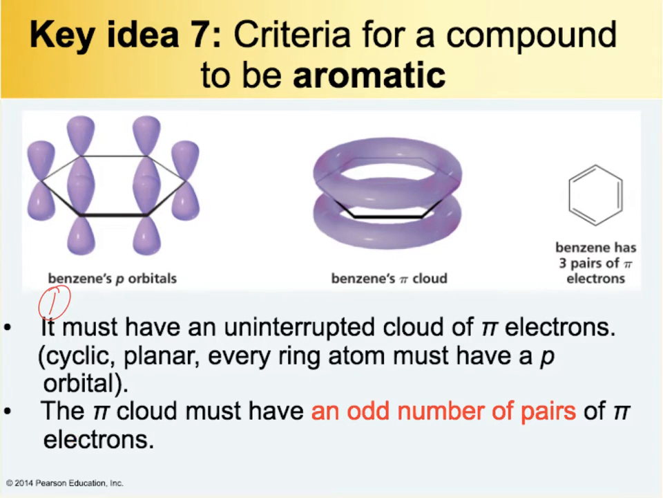The other criterion, number 2 here, is that the pi cloud must have an odd number of pairs of pi electrons, or electrons in this pi system. So you need an odd number of pairs. If you look at benzene, there's 1, 2, 3 pairs. So that's an odd number of pairs of pi electrons. Cyclic, uninterrupted pi system with p orbitals and an odd number of pairs. Those are the two criteria.